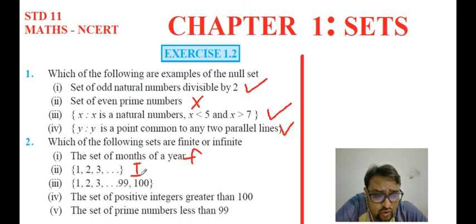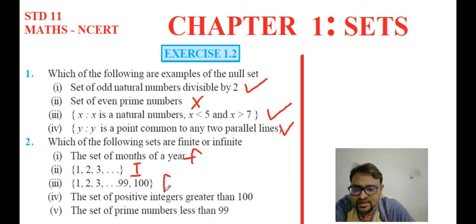The next, the third one: 1, 2, 3, and so on, up to 99, 100. So there are a total of 100 elements. That means I know the count, so it is finite. I can count it. So this is a finite set.